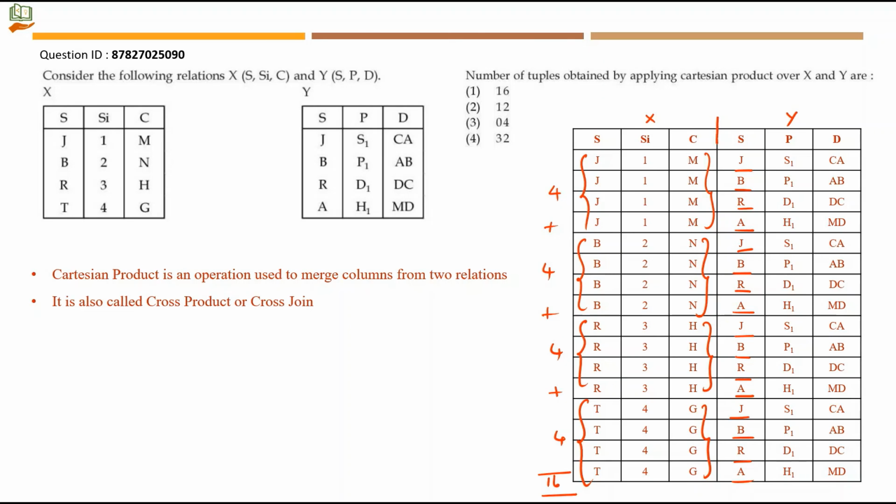So in general, without seeing the result, how can we find the number of tuples? You just count the number of tuples in x, which is 4, and the number of tuples in y is also 4. When you multiply these two, you get a value of 16. So the number of tuples in x into the number of tuples in y will give you the number of tuples of the Cartesian product over x and y. So option number 1, 16 will be the right answer. With this, we are completing Unit 4 questions.